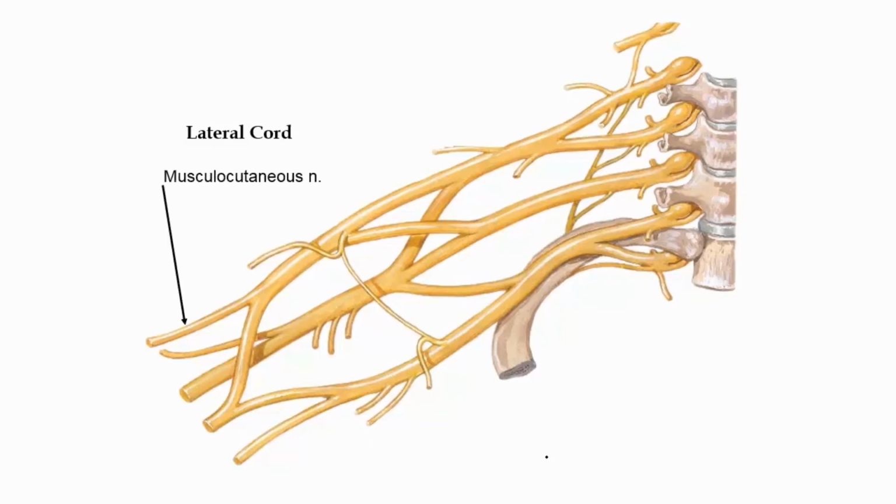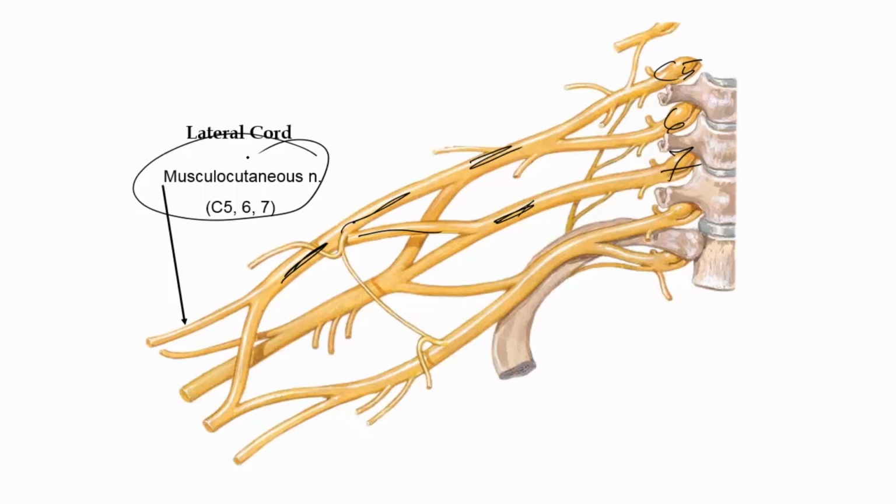Going to the lateral cord, the musculocutaneous nerve is going to be supplied from C5, 6, and 7. So it comes from the lateral cord. The lateral cord has anterior divisions of upper and middle trunk. The upper trunk, again, from C5 and C6, and the middle trunk from C7. So that is the composition of the musculocutaneous nerve.